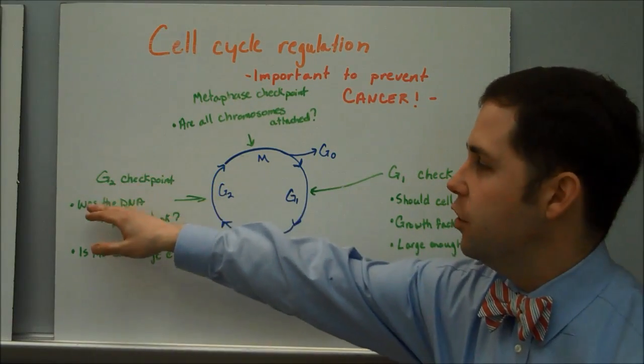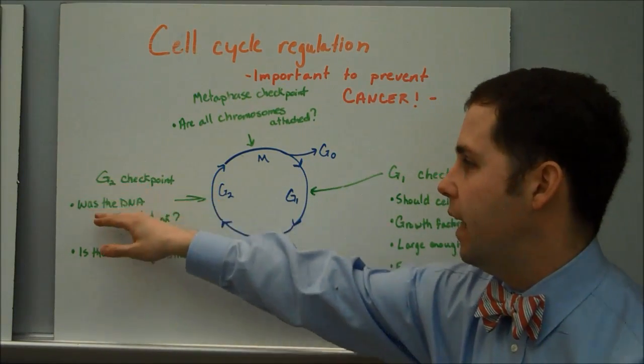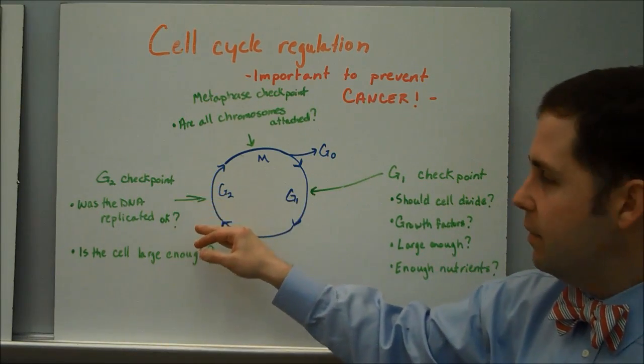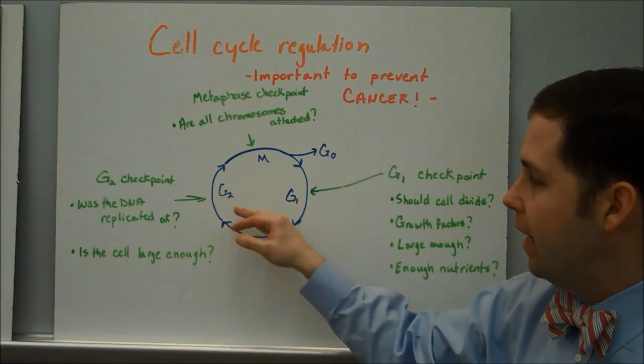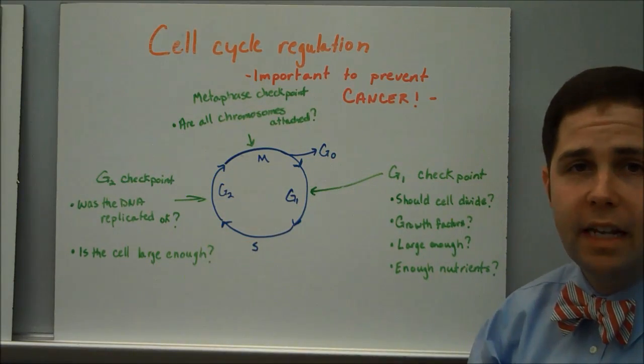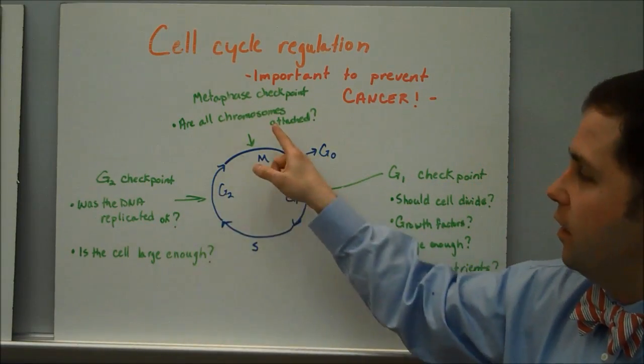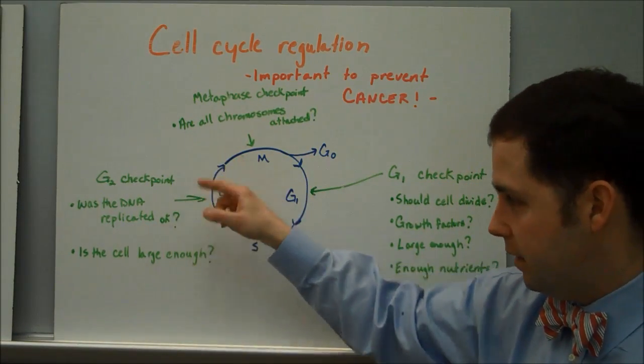But the long story short, if the DNA was not replicated okay, the cell is going to hold up here in the G2 phase. Now sometimes what it's doing is holding up and just waiting for some of the processes that started during S phase to finish. And once the DNA is replicated okay, then it will continue on to mitosis, the M phase.